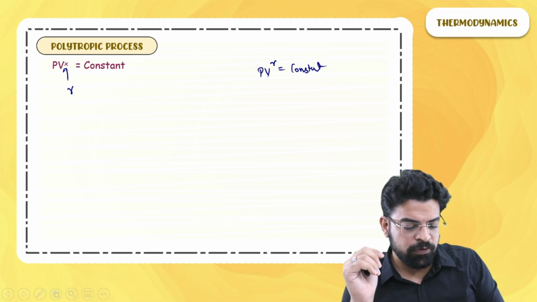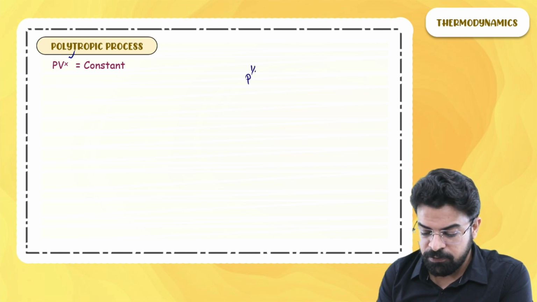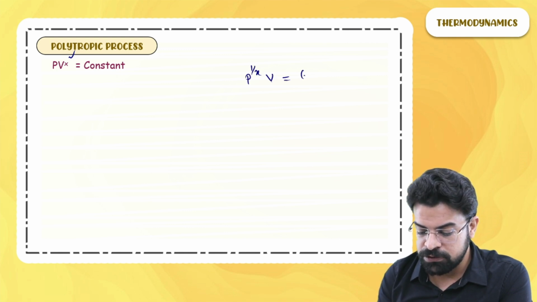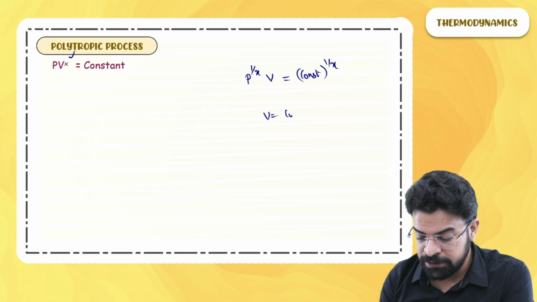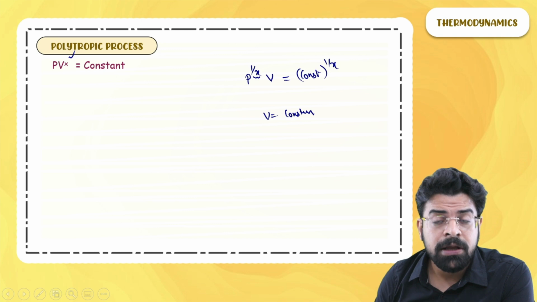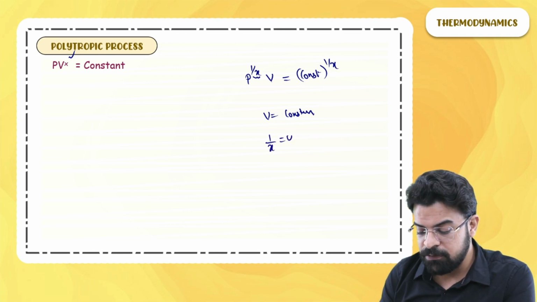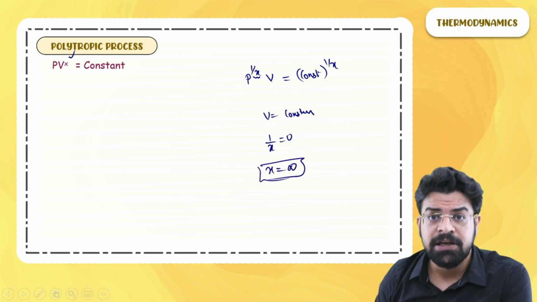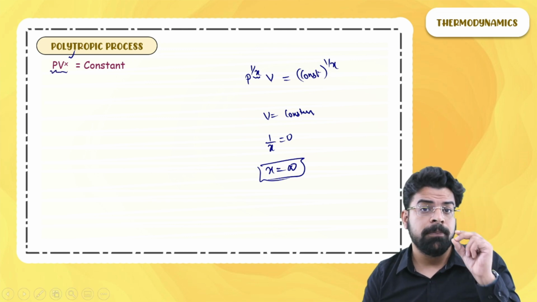But sir, what to do for isochoric? You can rewrite this equation as P raised to power of 1 by x into V equals constant raised to power of 1 by x. If you want an isochoric process, which is V equals constant, you want this P raised to power of 1 by x to become 1. And for P raised to power of 1 by x to become 1, 1 by x should be equal to 0, or x has to be equal to infinity. So if you take x as infinity, this equation turns into the isochoric process.